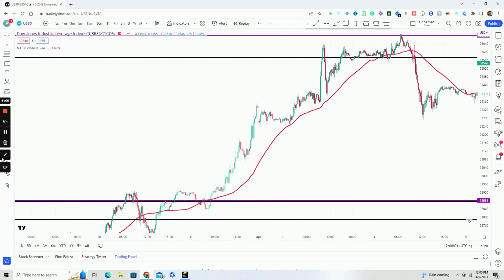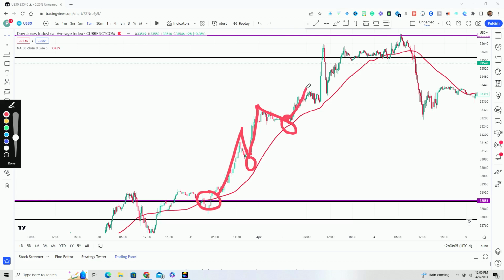So on this rise here, we can clearly see how price came towards the 50 and then took off. We had a dip near the 50 and then it took off. We had a dip near the 50 and then it took off. We had a dip down towards the 50 and then it took off, right? And we can see now we're in this 50. We came up, we rejected the zone, and then we came down.